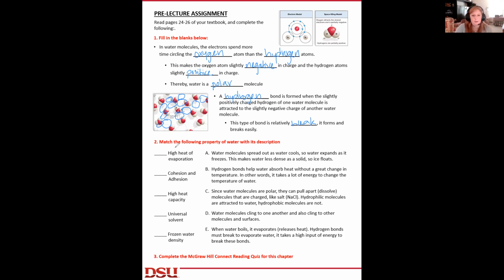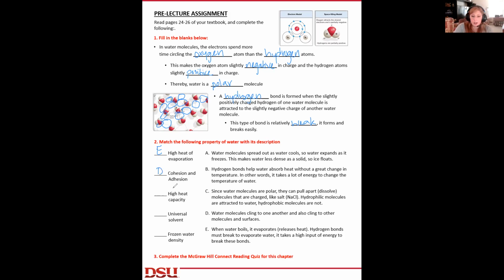All right, matching these. The high heat of evaporation. This is E. I just kind of said water boils, it evaporates because heat is released. As you add heat to water, it makes those water molecules move around quite a bit. All that movement finally breaks the hydrogen bonds and water can change state from a liquid to a gas, heating up as it does.